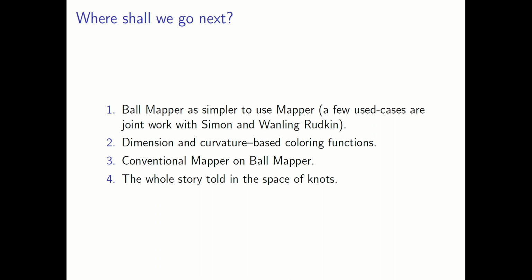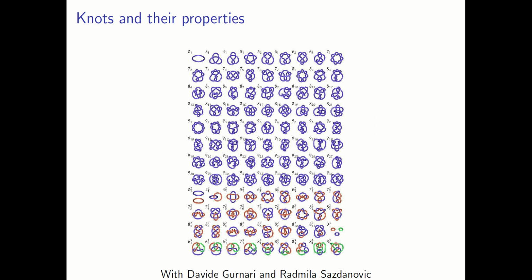And what I still want to do is to show you how you can use the dimension and curvature based coloring function, how we can use mapper and ball mapper as a way to visualize a function from Rn into Rm, and how to build mapper on top of ball mapper. And in order to tell these stories, let me take you to the space of knots.